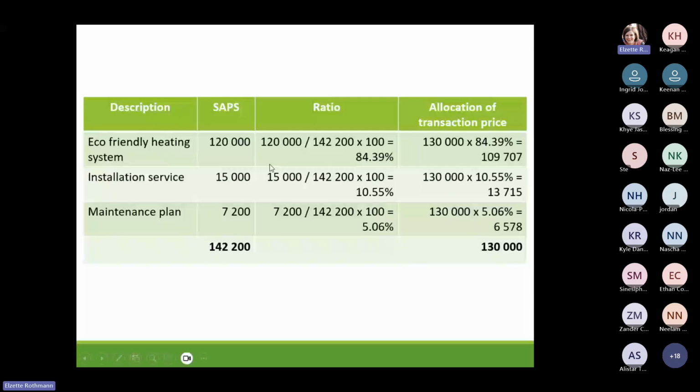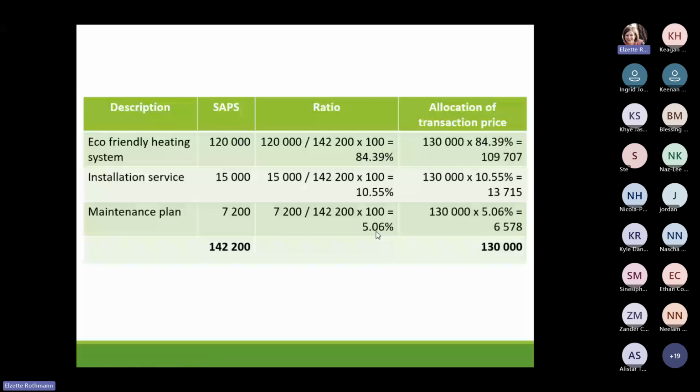And then lastly, the maintenance plan. So the 7,200 divided by the total, 142,200, times 100 will then give you 5.06.